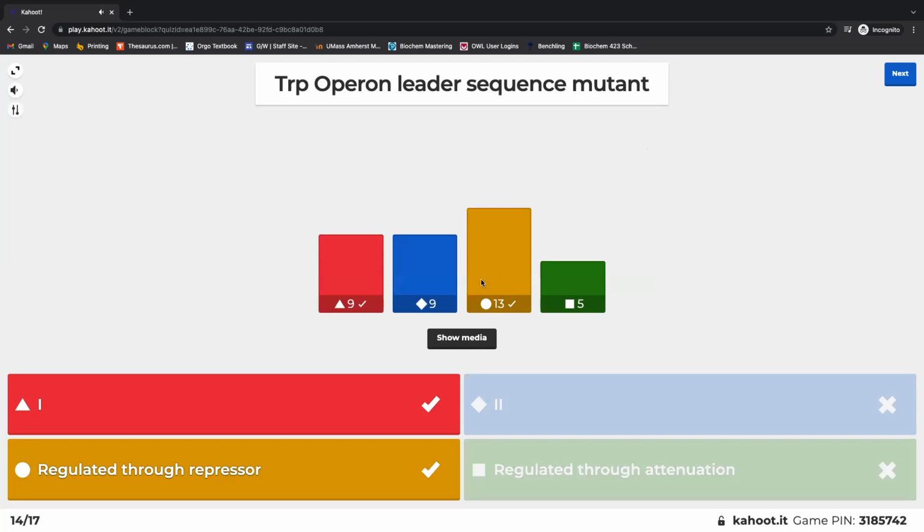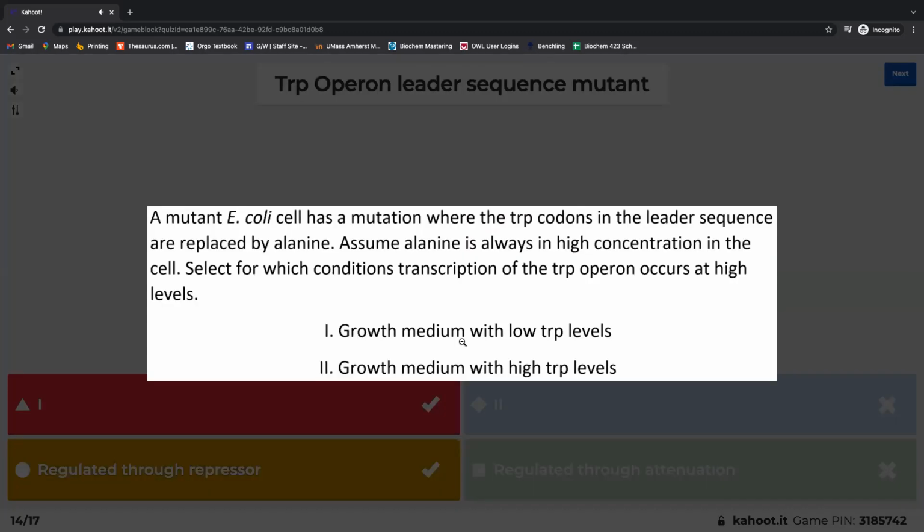Right, so now in this example, what's mutated is your trp. What am I saying? The mutation is occurring in the leader sequence, so it's something to do with attenuation, right? So if we have alanine instead of trp codons and we assume alanine is always high in the cell, will the ribosome stall? Anyone?